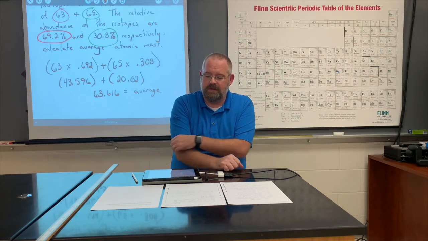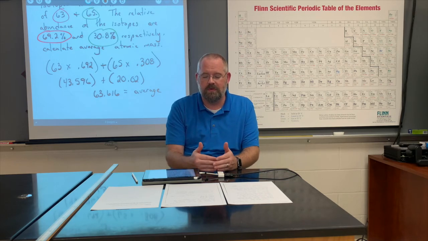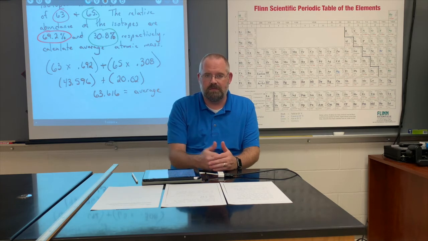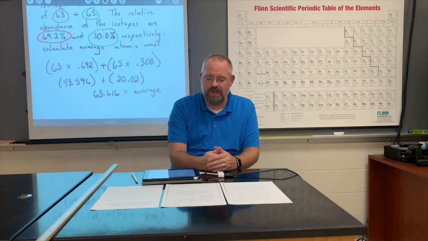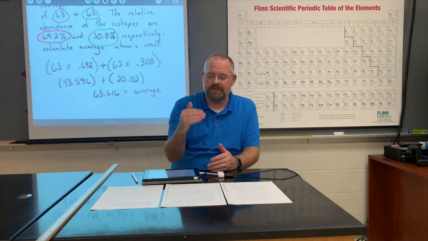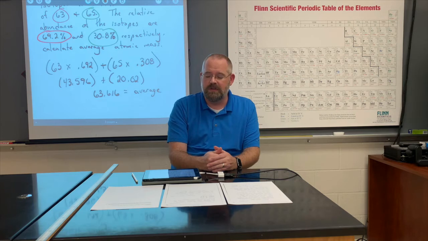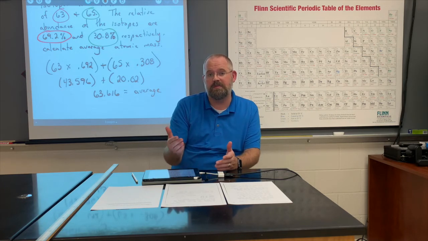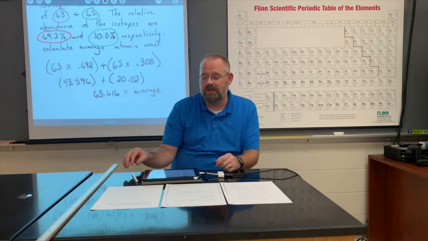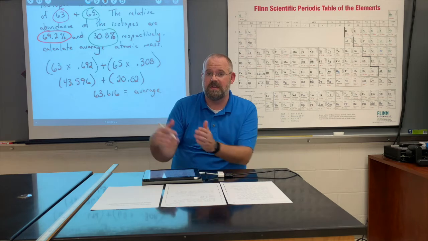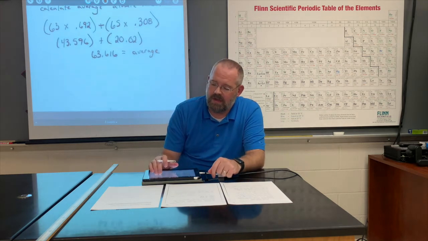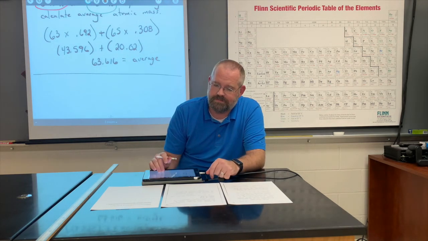Well, 63.616. Now, this one's a little more difficult because of the rounding, but the 63 isotope has a 69.2%. So 63 is a much higher percentage than 65, okay? And 63.616 is much closer to 63 than it is to 65. We'll do that with another example here.